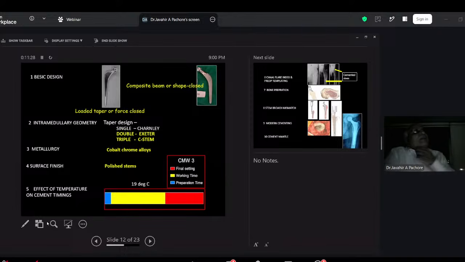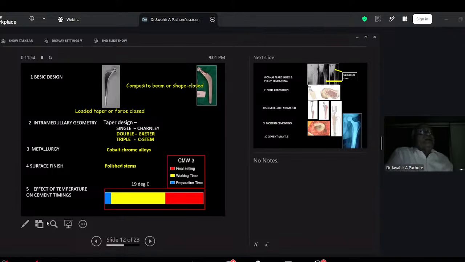The second is intramedullary geometry. The Charnley is a single taper. We like to use the double taper, that is Exeter, and the triple taper is the C-stem. Metallurgy today, there is no question. We have stopped using stainless steel. It is cobalt chrome. It is an alloy, and it's a super alloy. And then the surface finish is all polished stems. We learned from the Exeter group that polished stems are the best stems.